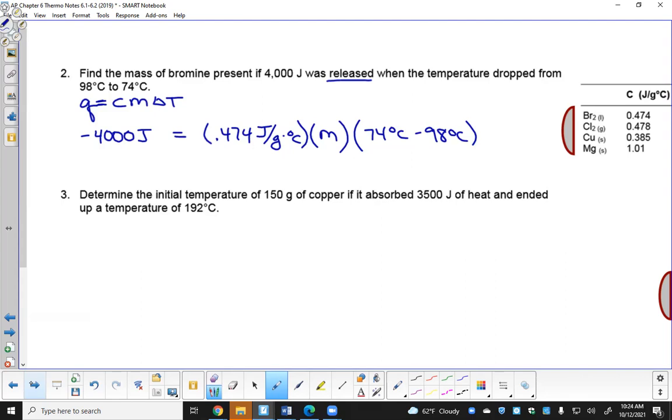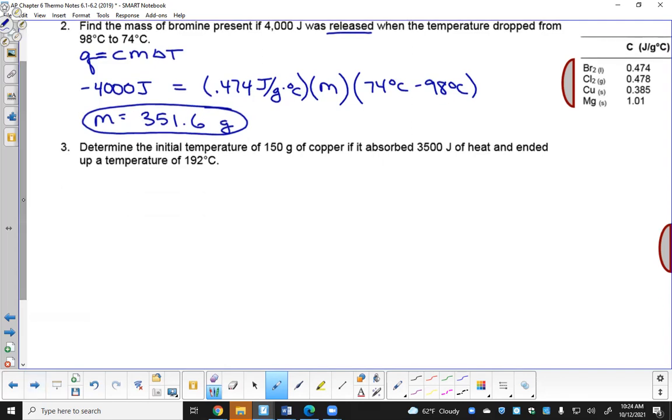So we combine some things and move some things, and we get a mass, in this case, of 351.6. That's not with sig figs, because I gave up on sig figs in this problem a long time ago. Technically, this problem can only have one sig fig based on the way it's presented with 4,000 joules. That seems just pointless then. So I skipped sig figs in that one.